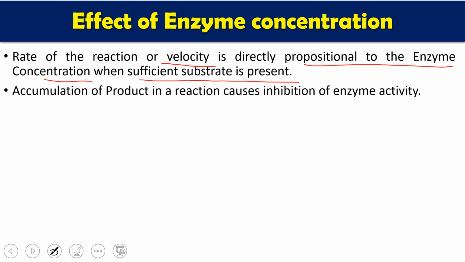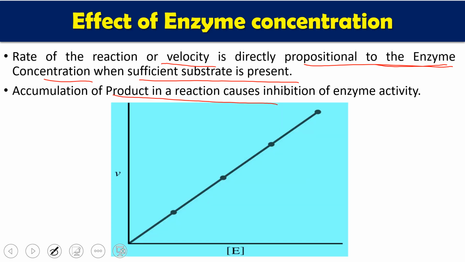If you increase the enzyme concentration, you are increasing the binding sites. If you increase the binding sites, substrate will bind there and ultimately product will form. So more enzyme, more binding sites, more product formation. So here the rate is directly proportional to enzyme concentration. But if you do not remove the product, accumulation of product in a reaction causes enzyme inhibition. That we will talk about under product concentration.